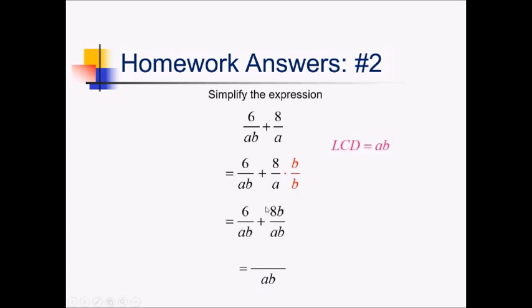But since 6 and 8b are not like terms, the best I can do is just to write 6 plus 8b. Can't really combine those. And although you could factor a 2 out of this, doing so is not going to leave you anything that'll cancel out with the denominator, so this is as good as it gets.